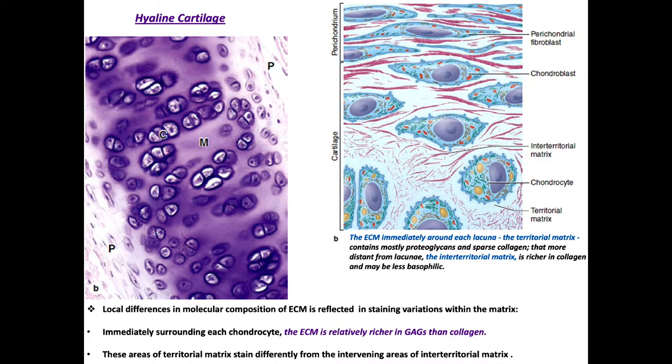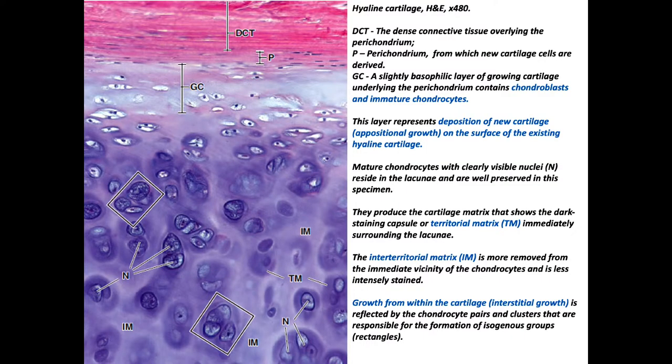So regarding the elastic cartilage, in the case of elastic cartilage, what do we have there? Collagen fibers, and we also have elastic fibers there. Perichondrium is also identifiable in elastic cartilage, but not in the fibrocartilage. Once again, what type of cartilage is this? Hyaline cartilage.